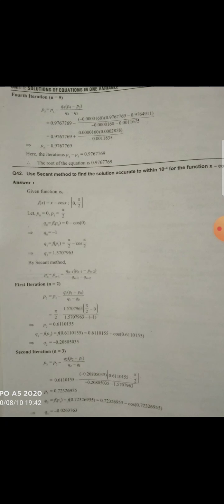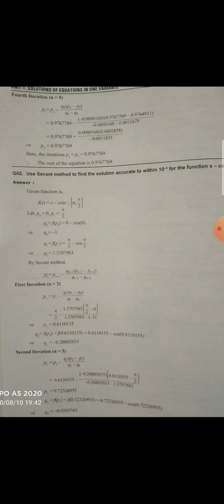Next, find out Q2. Q2 is equal to f of P2 is equal to f of 0.6110155 is equal to 0.6110155 minus cos of 0.6110155. Therefore, Q2 is equal to minus 0.20805035. Second iteration, n equals to 3.